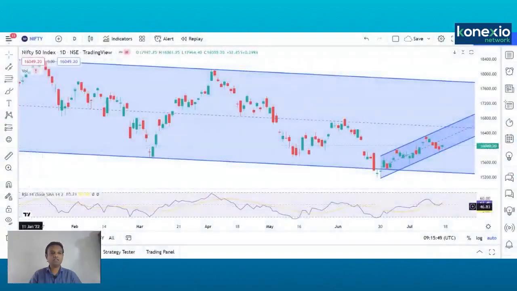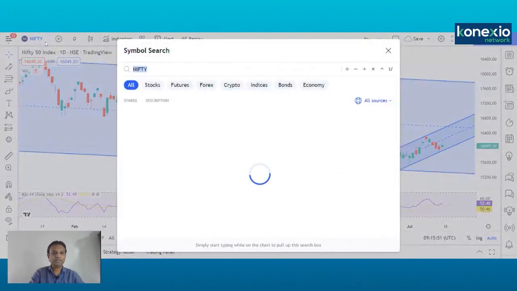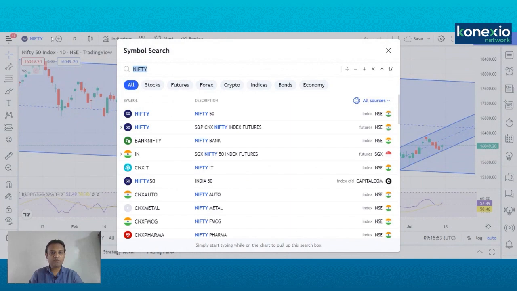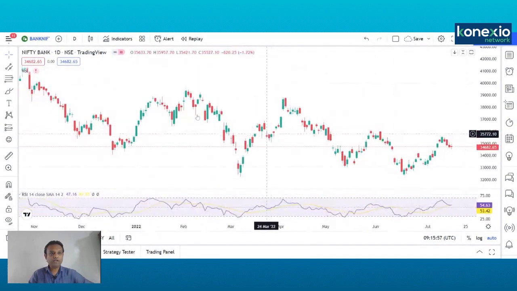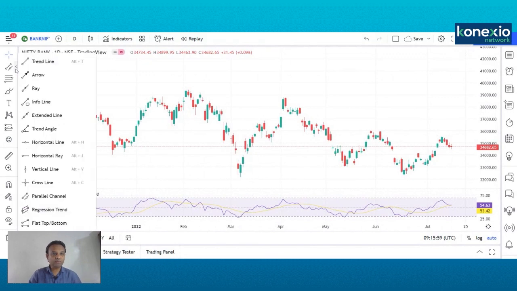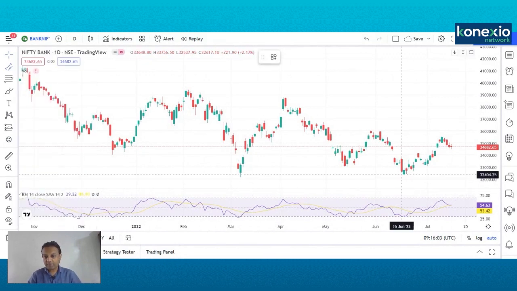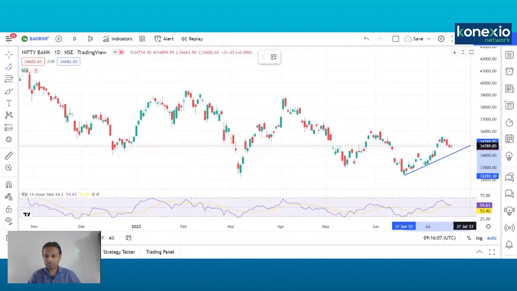So now let us go to the Bank Nifty first. On the Bank Nifty daily chart, you will see that a similar kind of pattern has also formed in Bank Nifty. Now let me draw a parallel channel so that we have a clear view of how the Bank Nifty has performed in the last couple of weeks.